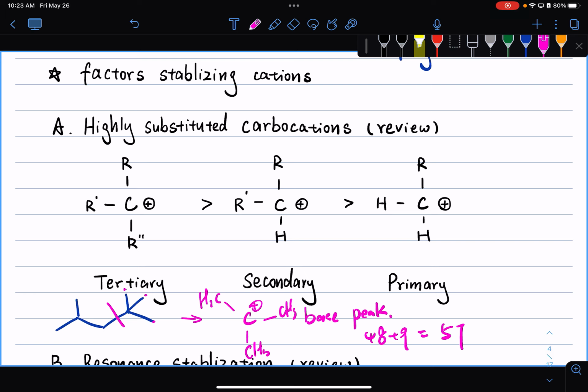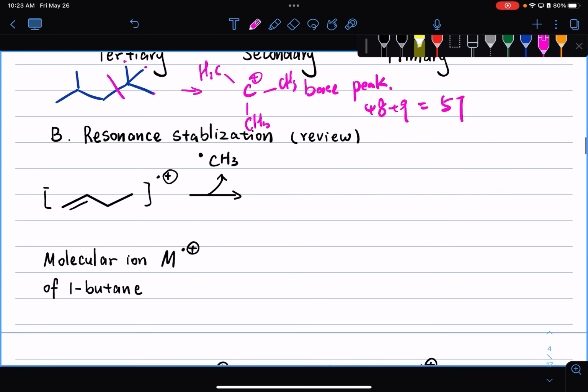All right, so that's the first factor. That's a quick review of the factors stabilizing the cations, which is the substitution pattern. Again, tertiary carbocation is more stable than secondary than primary. The second part of the review is resonance stabilization, or allyl stabilization, if you may.